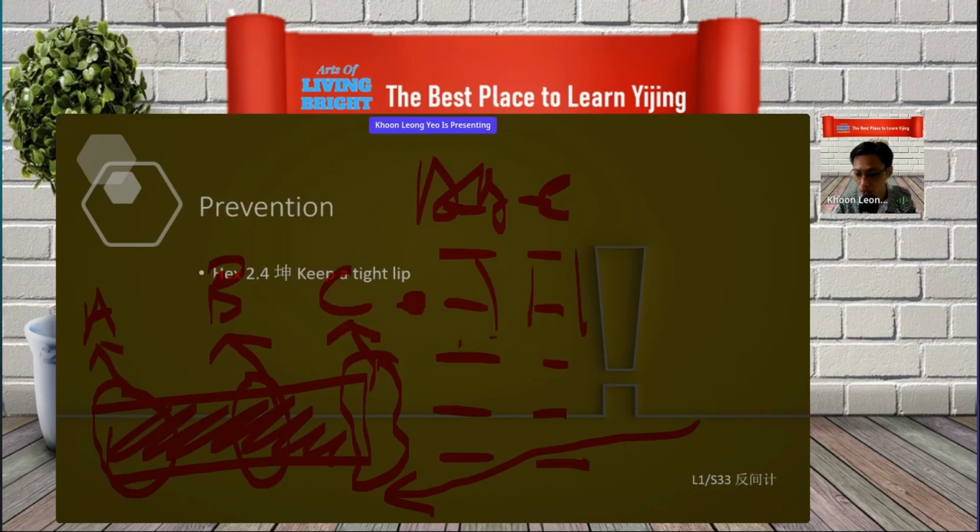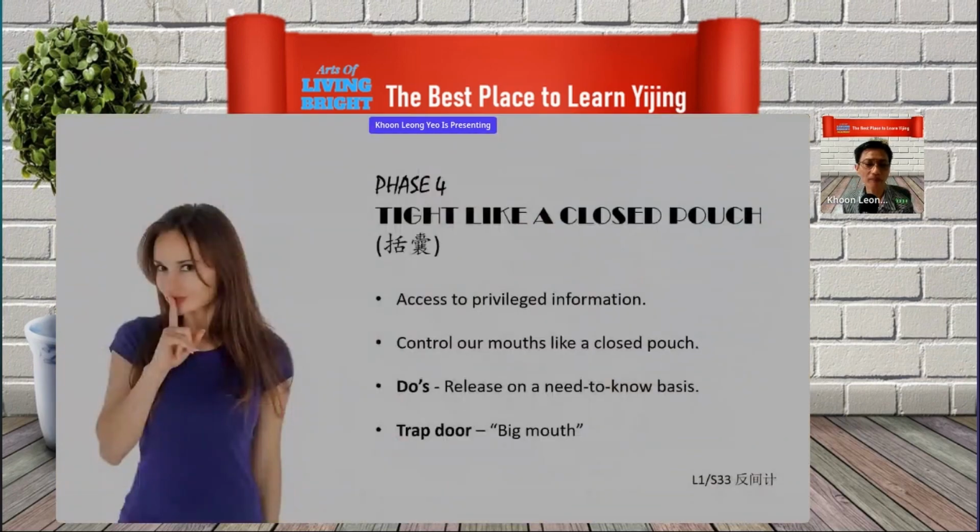All right, so just remember 2.4 hexagram. Tight like a closed pouch. This is what we talk about in AOM1.